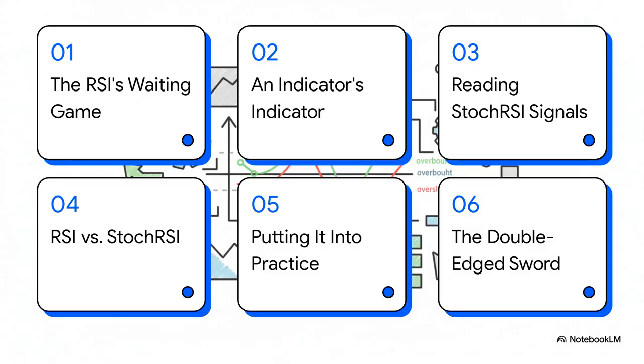So here's the game plan. First, we're going to talk about why this thing was even invented, that waiting game of the regular RSI. Then we'll get into what makes it tick, this whole indicator of an indicator idea. After that, we'll learn how to actually read the signals it gives. We'll put it head to head with the original RSI, check out how you might use it in a real strategy, and then, this is the important part, we'll look at why it's a real double-edged sword.